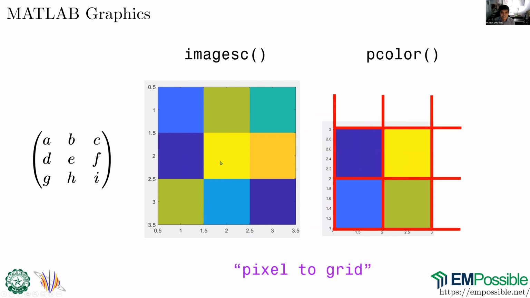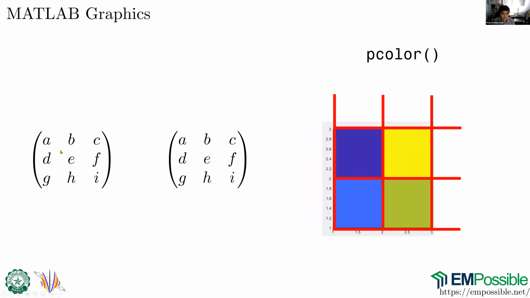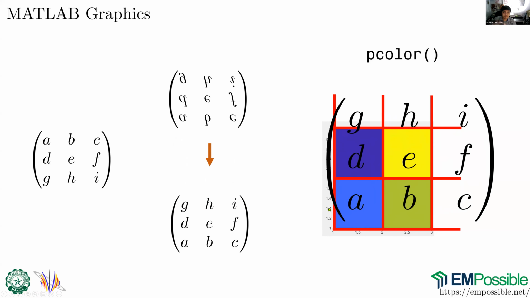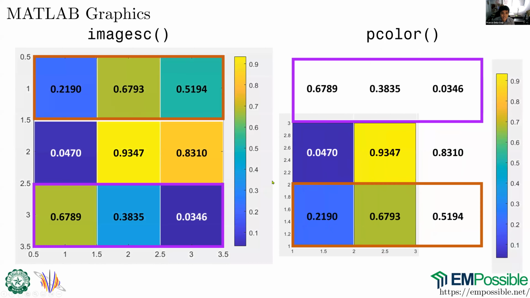Then how about the values? So you get the matrix, and then you flip it. When you flip it upside down, you will have ABC at the bottom, and you have GHI at the top. And then you fill the data of the pcolor. So that's how it is. That's how pcolor works. And there's a use for pcolor.